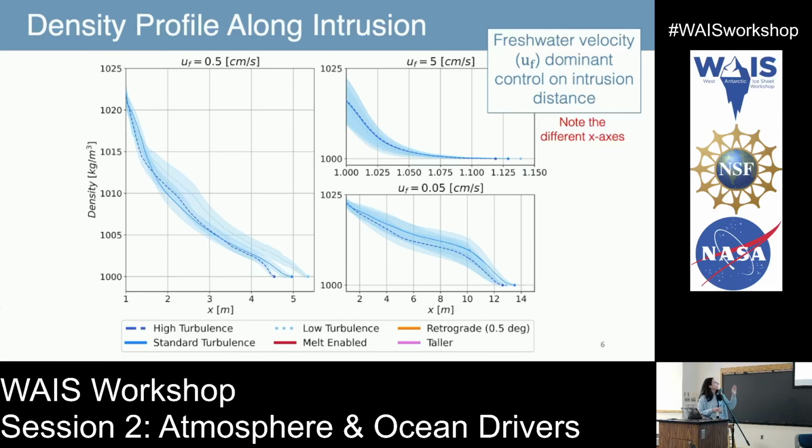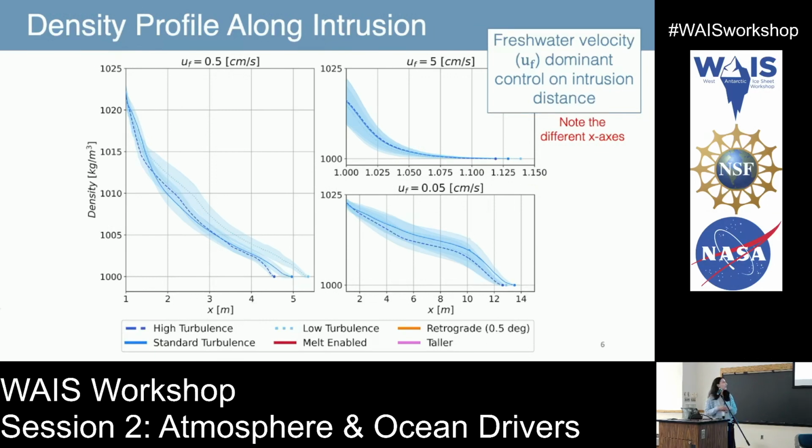So here I have our three plots looking at three different magnitudes of freshwater discharge velocity, and the varying blue lines are going to be our varying degree of turbulence. And what you see, if you note the x-axis, is the largest control is going to be our freshwater velocity. When we have high freshwater discharge at 5 centimeters per second, we're going to have much smaller intrusion because the ocean will have to act against much stronger velocities and forces of water.